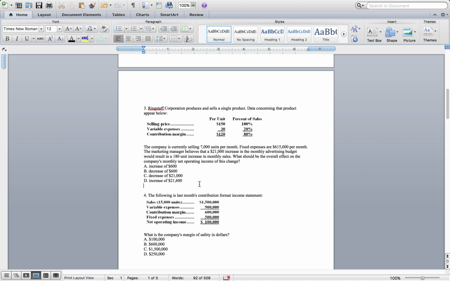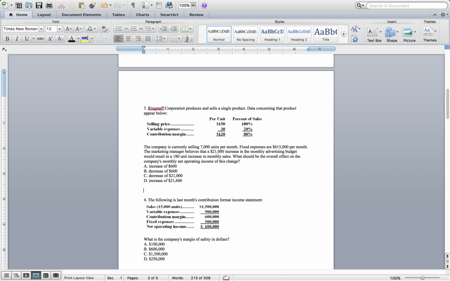So now, number 3. It says here, Ringstep Corporation produces and sells a single product. Data concerning the product appear below: sales price, variable expense, contribution margin per unit, percent of sales. The company is currently selling 7,000 units per month. Fixed expenses are $615,000 per month. A $21,000 increase in advertising budget would result in a 180 unit increase in monthly sales. What will be the overall effect on the company's net operating income of this change?